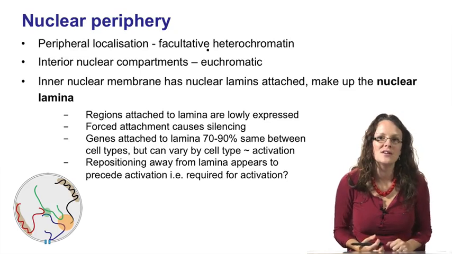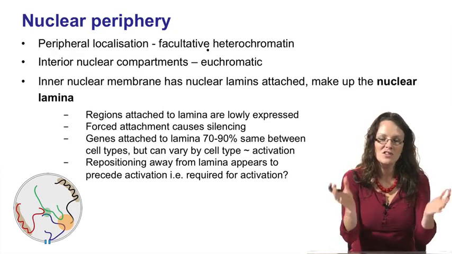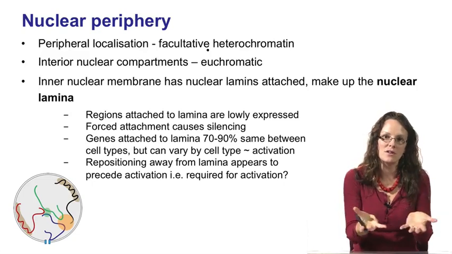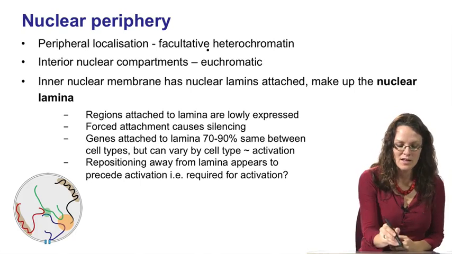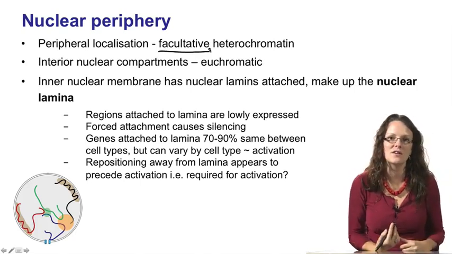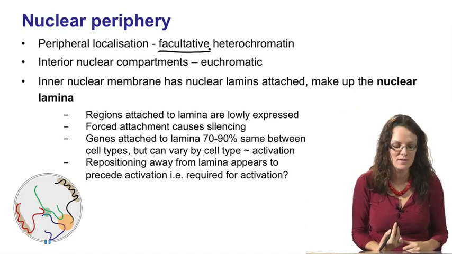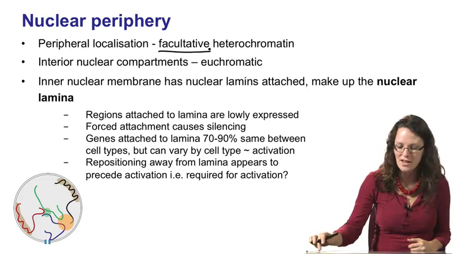The first of these nuclear compartments we'll think about is the nuclear periphery. So in general, association around the exterior of the nucleus, the nuclear periphery, is associated with silencing, and in particular with facultative heterochromatin, that is, the genes that can differ in their silencing between cell types. One example of this is actually the inactive X chromosome, as usual.